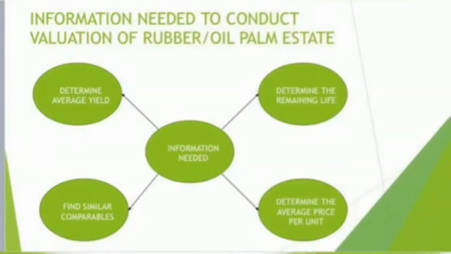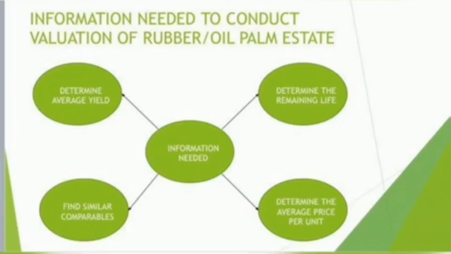So now we will explain the information needed to conduct a valuation of a rubber or oil palm estate. First, we need to determine the remaining life of the tree. We need to know the years remaining for the tree to produce products because it may affect the valuation results. Usually, oil palm has an economic life of about 25 years. The harvesting of the palm could begin 30 months after field planting. For rubber, the economic life period is around 32 years, which is up to 7 years of immature phase and about 25 years of productive phase.